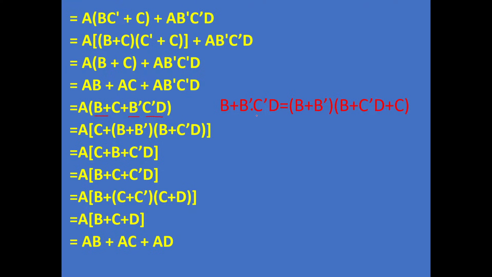I can put a dot here. So what is this? B plus B bar into C bar D. If you apply the Boolean algebraic rule, according to one of the rules, you can write it as B plus B bar into B plus C bar D.